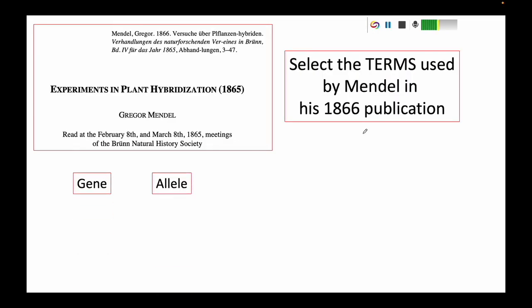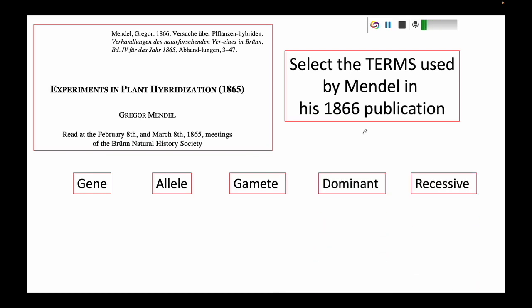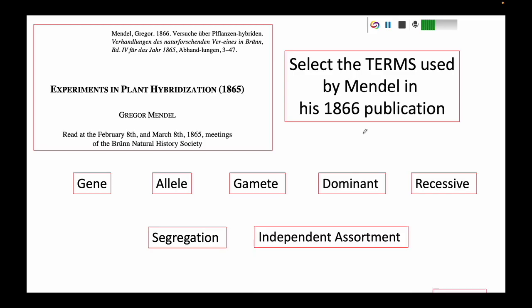But based on what I just shared with you, I'm going to give you a little quiz here. I'm going to throw out some terms that we would use in our teaching and ask which of these terms were terms that Mendel used in his 1866 publication. Okay: gene, allele, gamete, dominant, recessive, segregation, independent assortment, linkage.